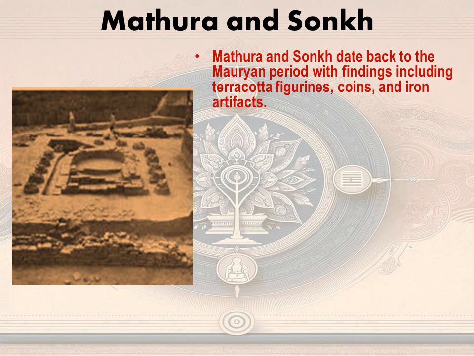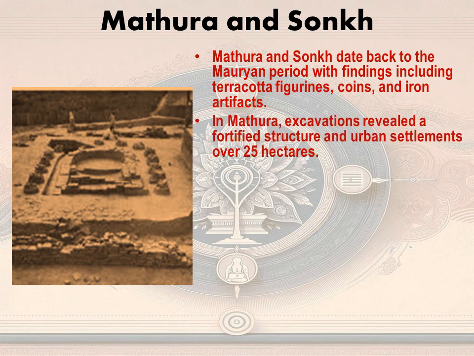Mathura and Sonkh date back to the Mauryan period with findings including terracotta figurines, coins, and iron artifacts. So here there was the existence of terracotta figurines, we get coins, and also we get iron artifacts. Iron is a typical feature of the Indian subcontinent, starting from the 6th century BC.